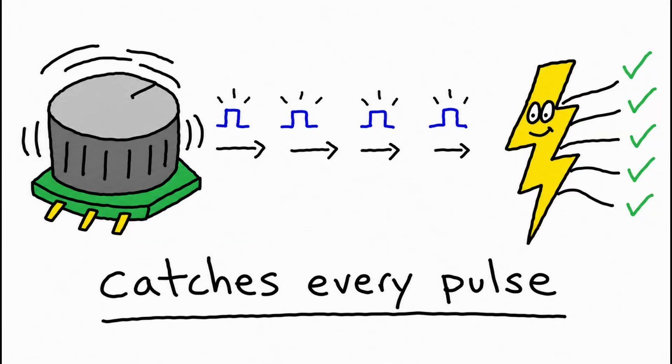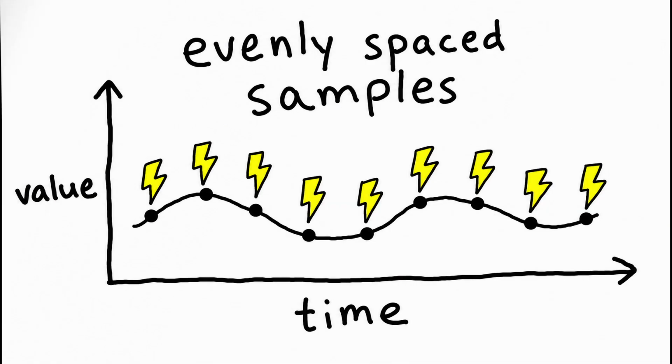Rotary encoders. These spin fast and generate pulses rapidly. A polling loop will miss pulses at a high speed. An interrupt catches every single one. Real-time data logging. A timer interrupt fires at a fixed interval and samples your sensor. Your data is perfectly evenly spaced in time, which matters a lot when you are doing any kind of signal processing or filtering.